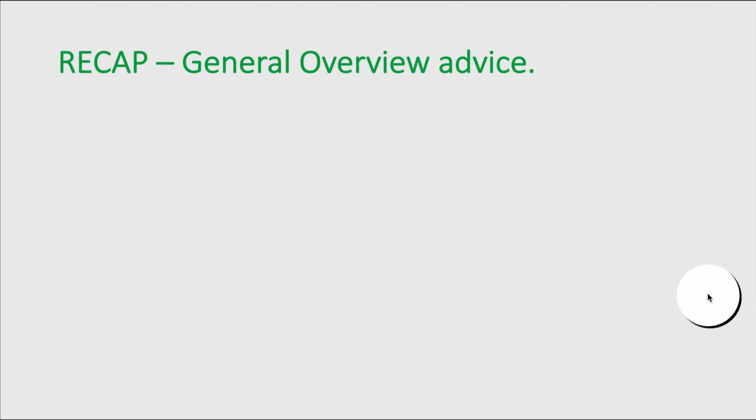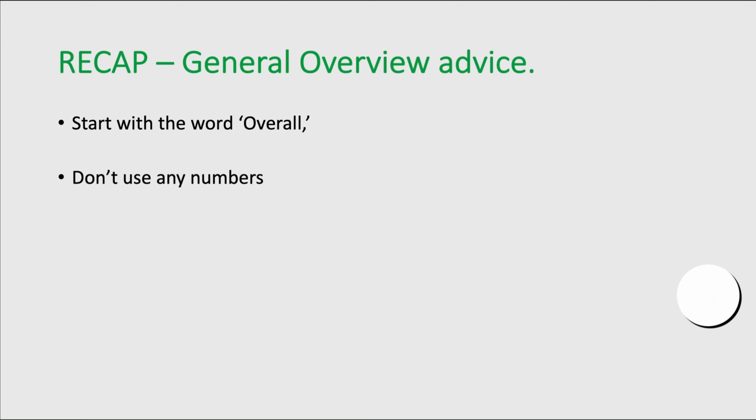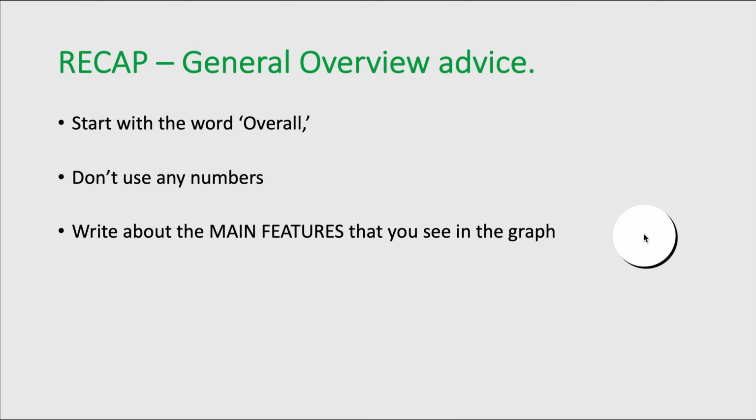So some main overview advice. Start with the word overall, comma, or in general, comma. Don't use any numbers, therefore the body paragraphs. You don't want to be repeating yourself in your IELTS Academic Writing Task 1. Write about the main features that you see in the graph. Remember, the 3 things you need to do is to select, summarize, report, and compare the main features.